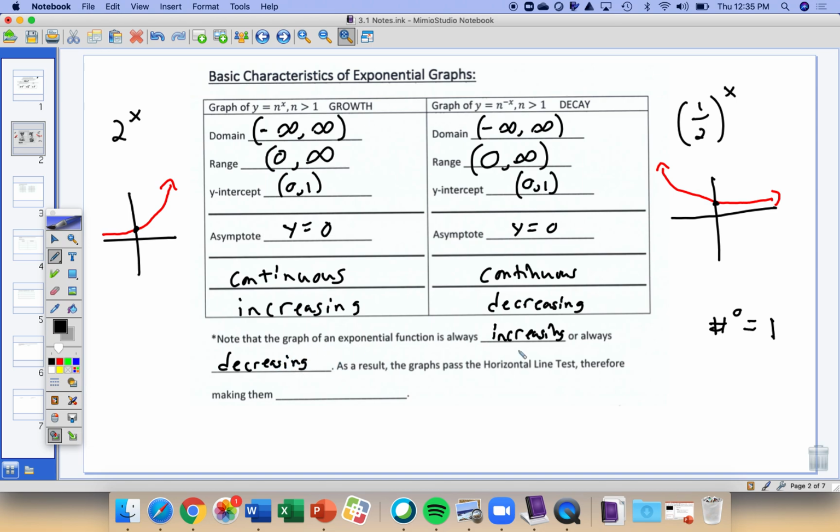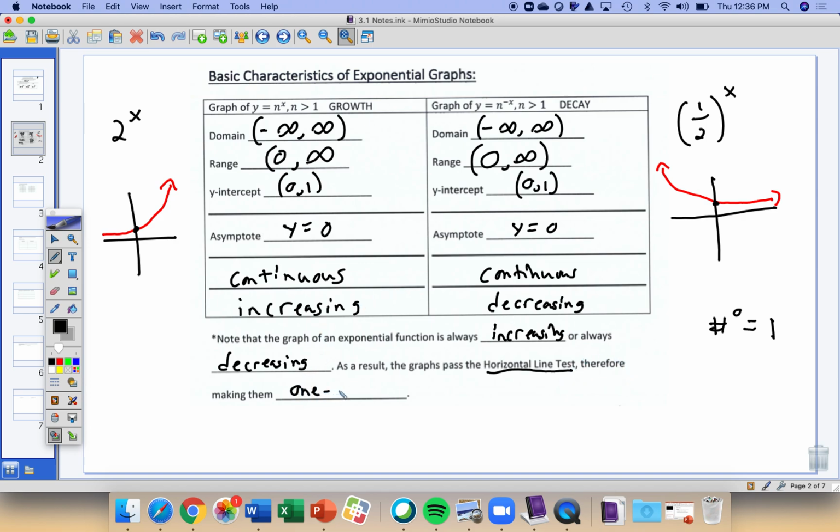Now, because this is true, it's either always going up or always going down, it passes the horizontal line test. Remember, the vertical line test tells you if an equation is a function, right? That's the vertical line test. The horizontal line test tells you if that function is 1 to 1.